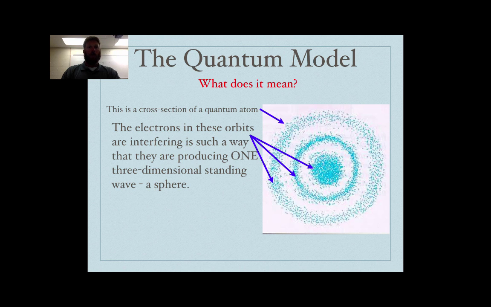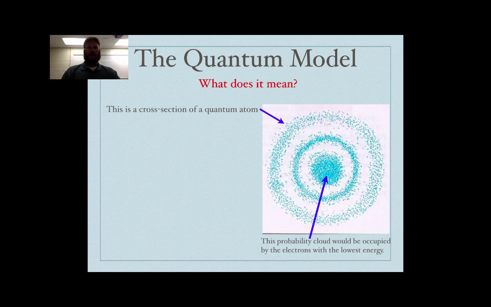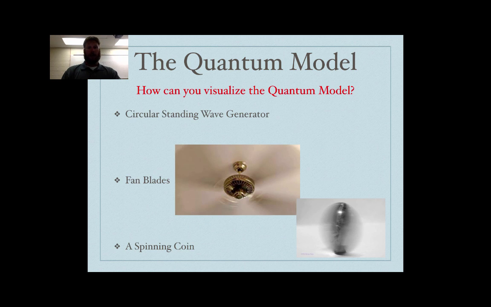There are also p, d, and f orbitals, which are created by electrons with higher energies. The probability cloud you see here would contain the electrons with the lowest energy. They are closer to the nucleus, so they have the lowest energy. If an electron were to gain a quanta of energy, it could move to one of the probability regions further away from the nucleus. This is where Planck comes into play.